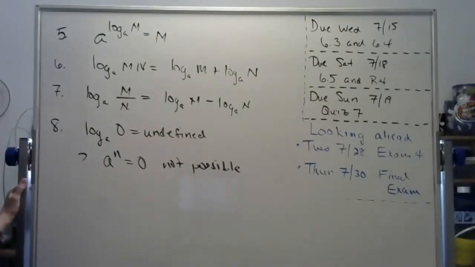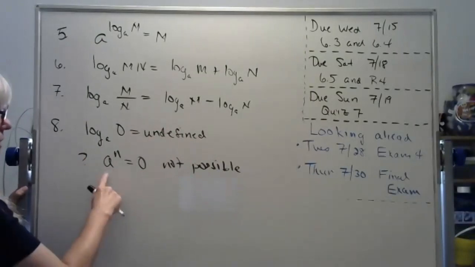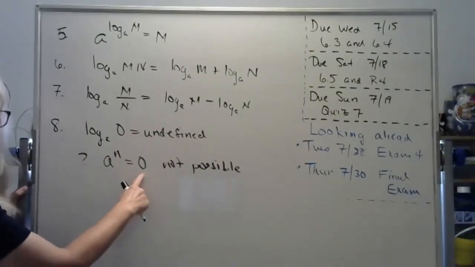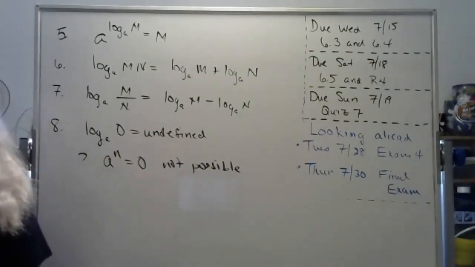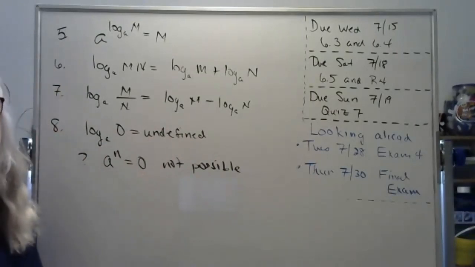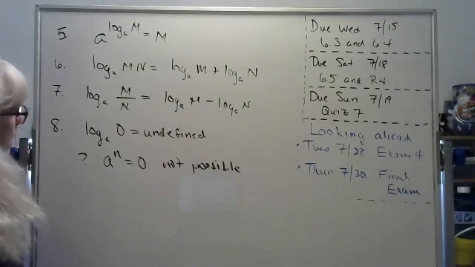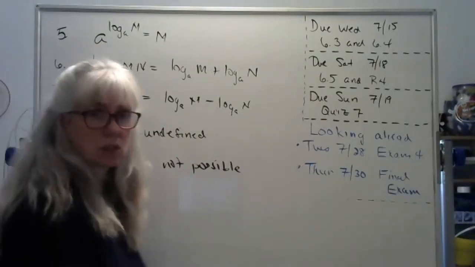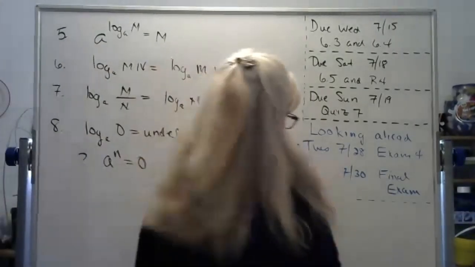And then you also can't take the log of a negative number. So how do you take a, raise it to some power, and end up with a negative? You can't. So again, those are your log properties. There's also something called the change of base formula listed in my box, and we'll talk about that later. But there's all 8 properties, and now what we're going to do is just start using them.